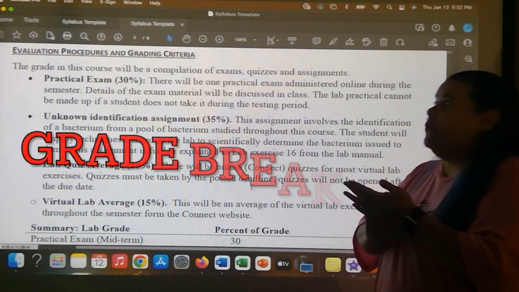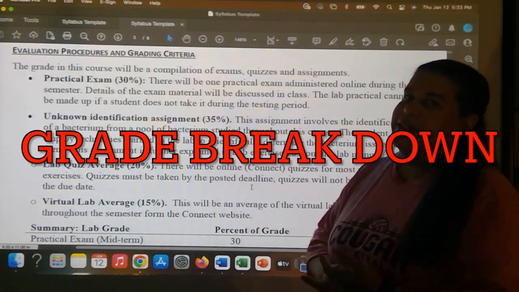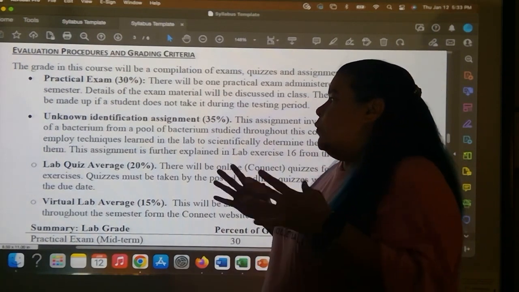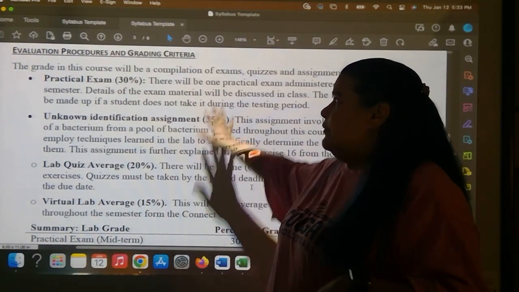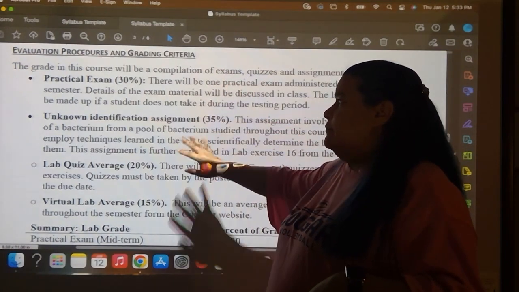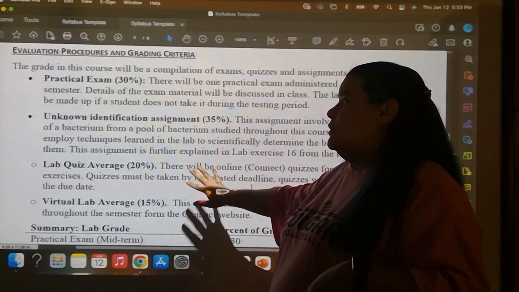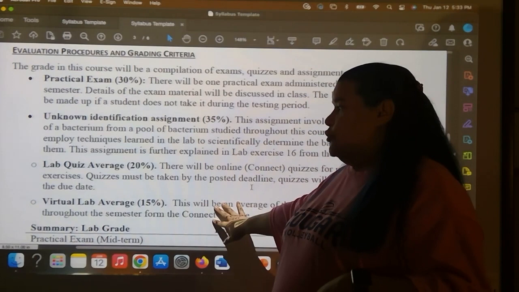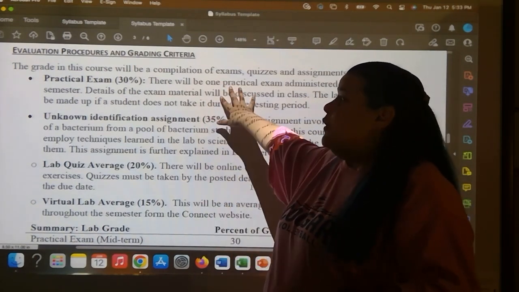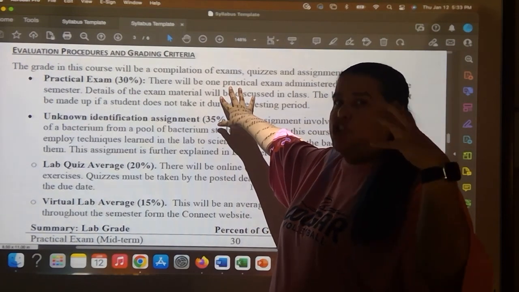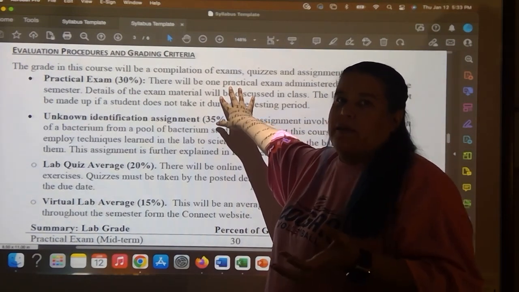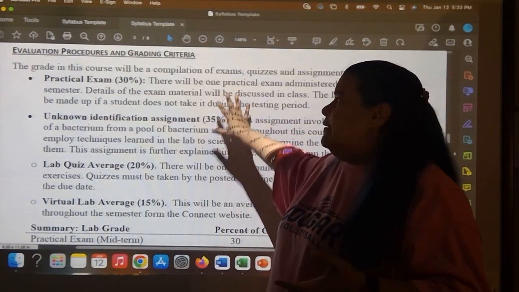Evaluation procedures and grading criteria for microlab. We have four major things that make up your grade. The practical exam, the identification of your unknown, your quizzes, your virtual labs. So the practical exam is 30% of your grade. That is a huge chunk. That's 30 points of your grade. You have to do well on that.